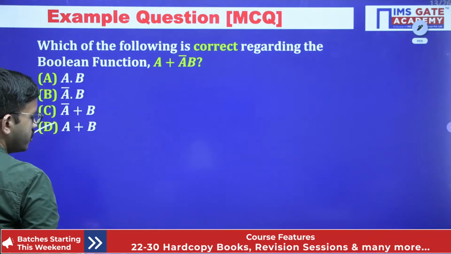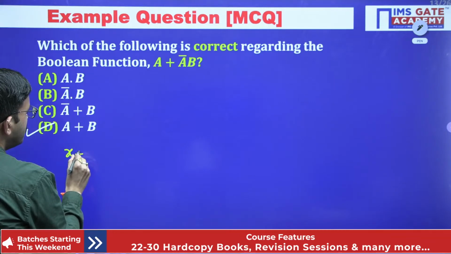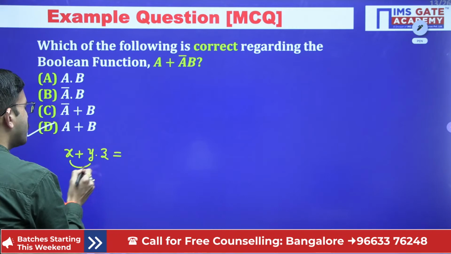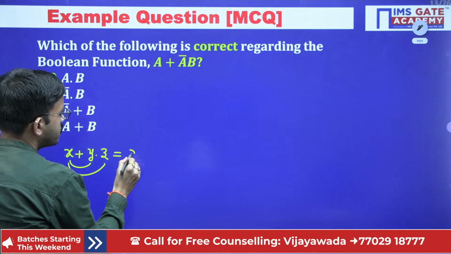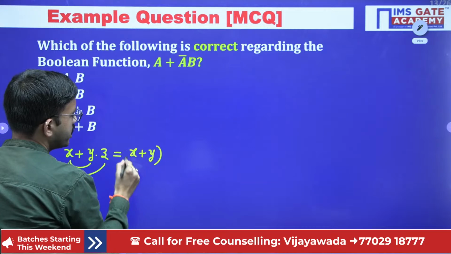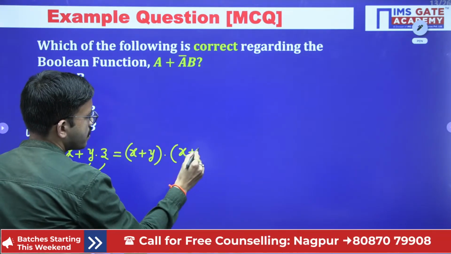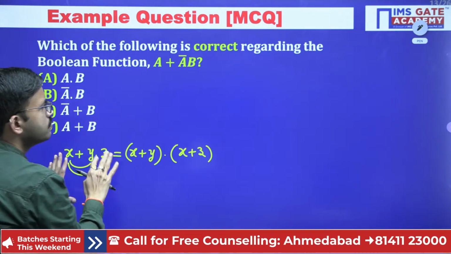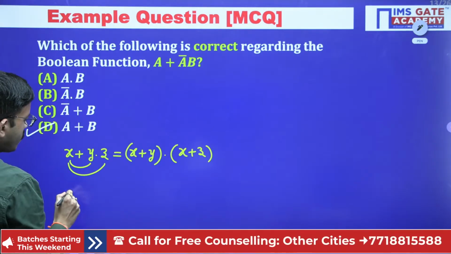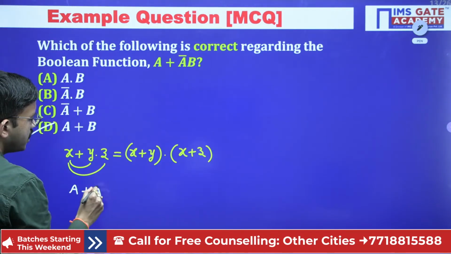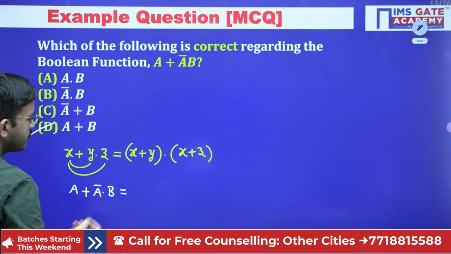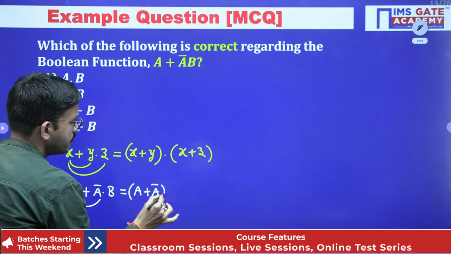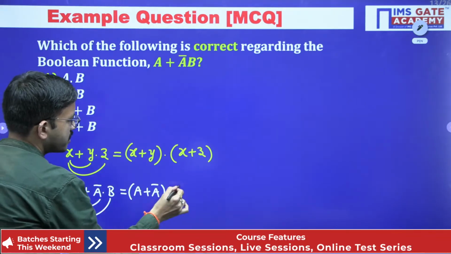See, just now we have discussed distributive law. If you have x plus yz, you can apply distributive law like this: x plus y into x plus z. Apply the same formula here. Here you have a plus a bar b, so you will get a plus a bar, that is your first term, and then a plus b.